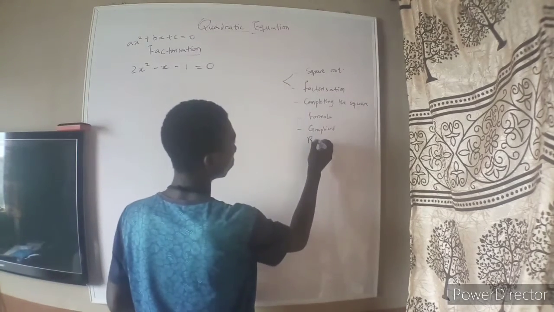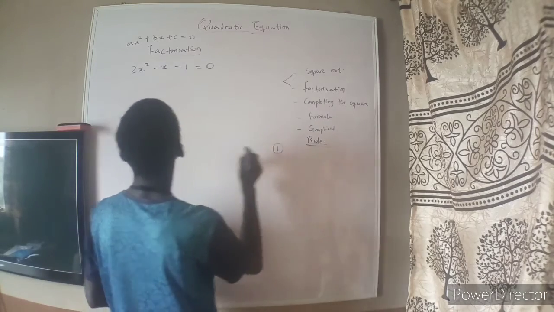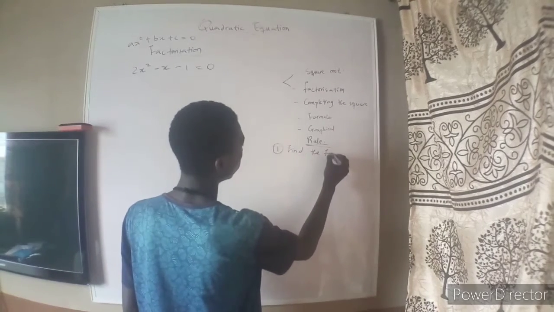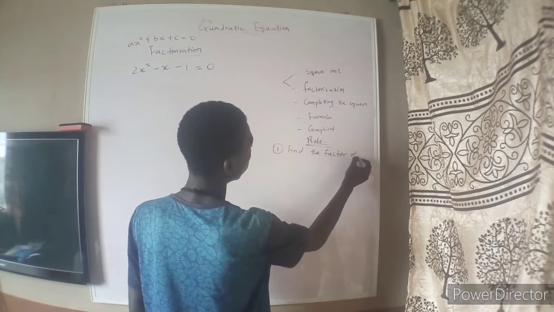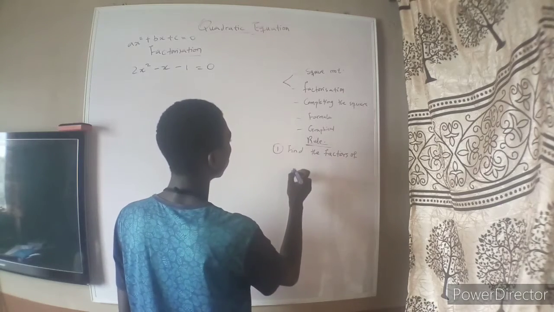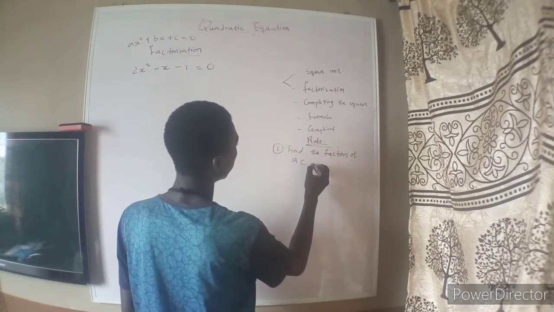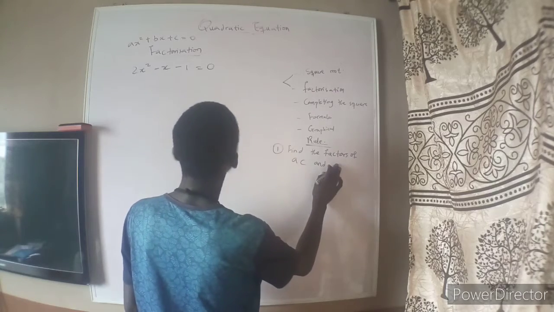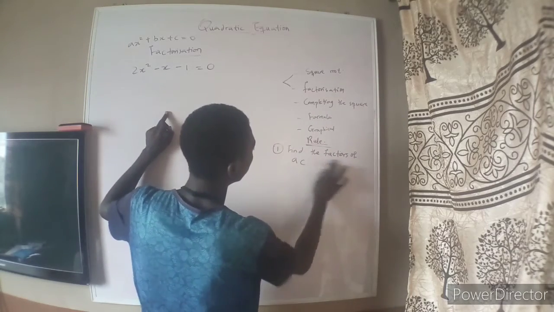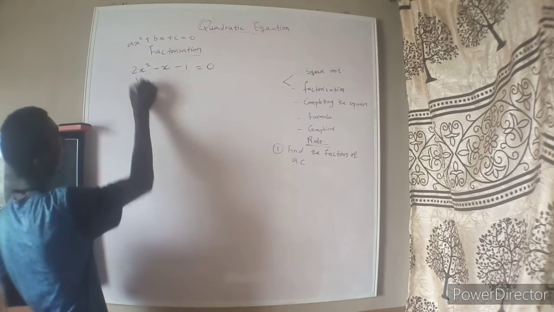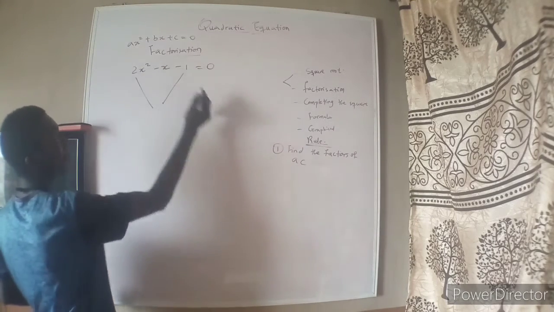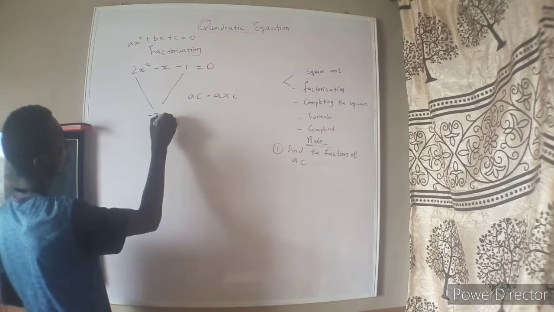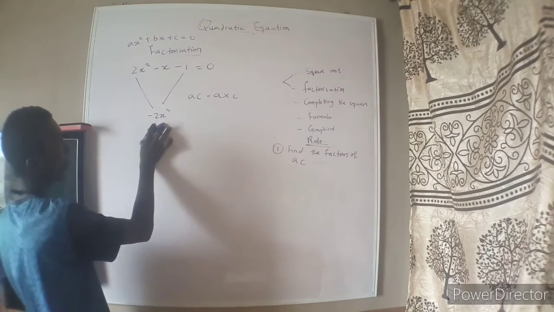There are rules guiding it. The first rule is to find the factors of AC. What's my A? This is my A. What's my C? AC is actually A times C. So this times this will give me minus 2x squared. So what are the factors of this?